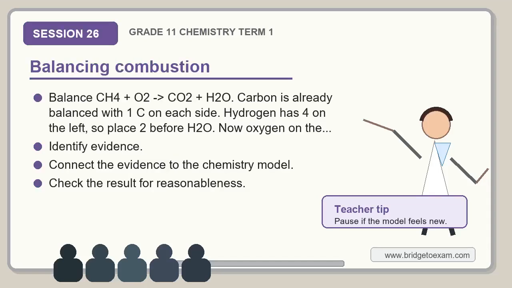Now let's work an example. Balancing combustion. Balance CH4 plus O2 gives CO2 plus H2O. Carbon is already balanced with 1 C on each side. Hydrogen has 4 on the left, so place 2 before H2O. Now oxygen on the right is 2 in CO2 plus 2 in 2H2O, total 4. Notice how the answer comes from evidence and reasoning, not from guessing.